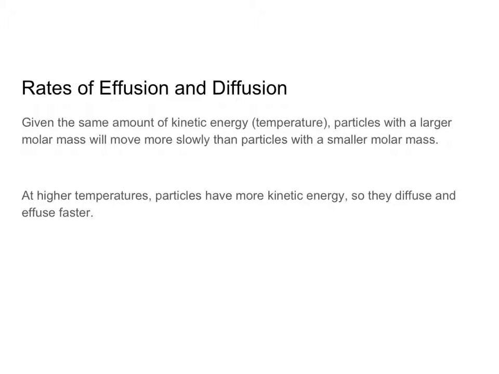So the rates of effusion and diffusion are really determined by the kinetic energy or temperature that the particle has. Particles with larger molar mass tend to move slower than particles with smaller molar mass. This is pretty simple. The bigger the particle's molar mass, the slower it is going to move. So H2 is going to move faster than something like Cl2 just because of the mass.